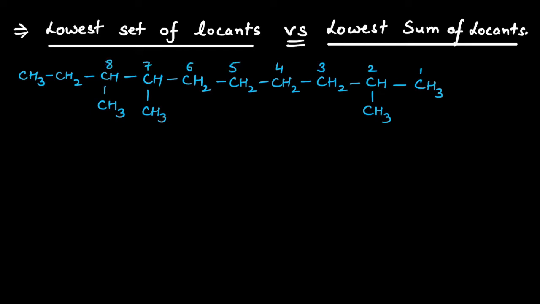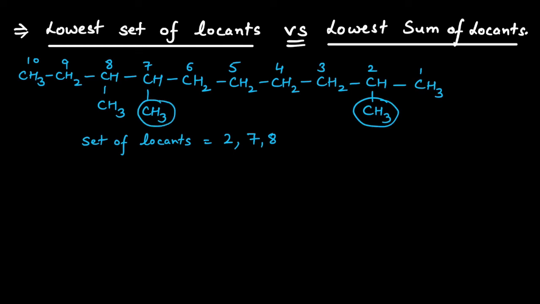Now suppose we are selecting this as the maximum number of carbons, longest carbon chain. So the set of locants becomes 2, 7, 8. So this is the second, the seventh and the eighth one. Now if we see the sum of the locants, it becomes 2 plus 7 plus 8, that is 17 in total.